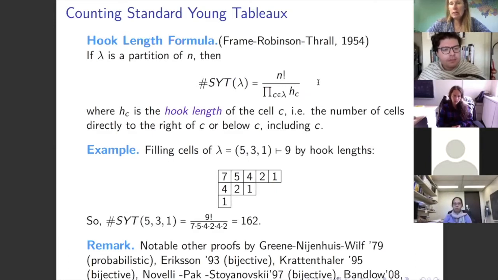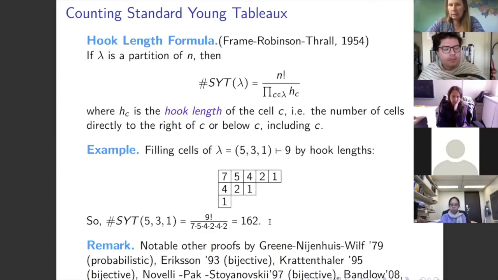A hook length of a particular cell in a partition shape is as follows: you count the number of cells directly to its right, the number of cells below, and the cell in the corner itself too. So those are the hook lengths. In the example down below, I filled this tableau shape not with a standard Young tableau, but with the hook lengths themselves. So that 7 in the upper left corner is because there are 4 boxes to its right, 2 below, plus the 1 that contains the 7.